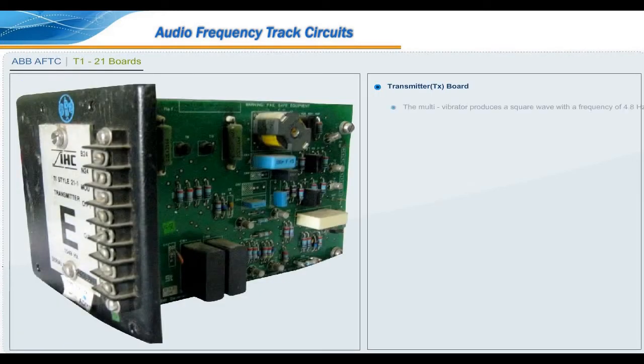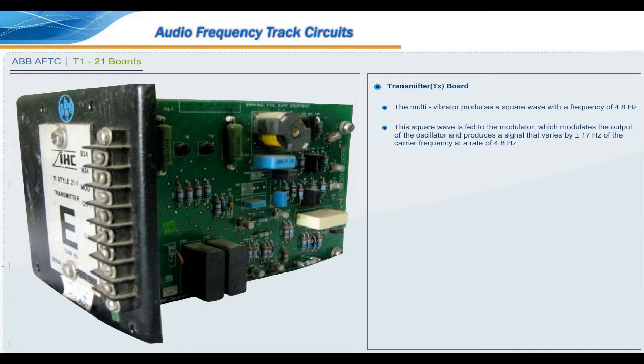Transmitter TX board. The multivibrator produces a square wave with a frequency of 4.8 Hz. The square wave is fed to the modulator, which modulates the output of the oscillator and produces a signal that varies by plus or minus 17 Hz of the carrier frequency at a rate of 4.8 Hz. The output amplifier increases this signal to a power level suitable for transmission to the track.